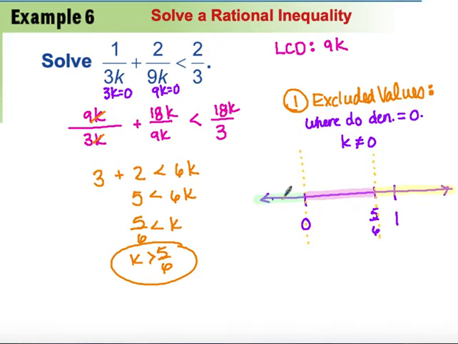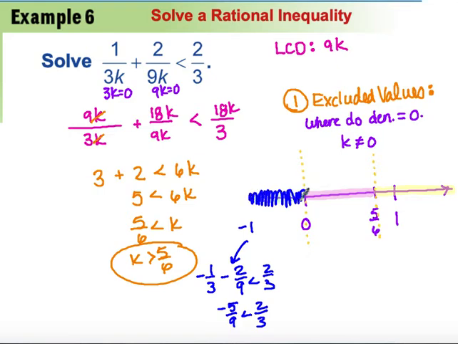So what is less than 0? Well, that's -1, which makes it easy to plug in. If I test -1, that's going to give me -1/3 minus 2/9 is less than 2/3. So that gives me -3/9 minus 2/9 is -5/9. And that is indeed less than 2/3. So this piece is going to be part of my solution set.